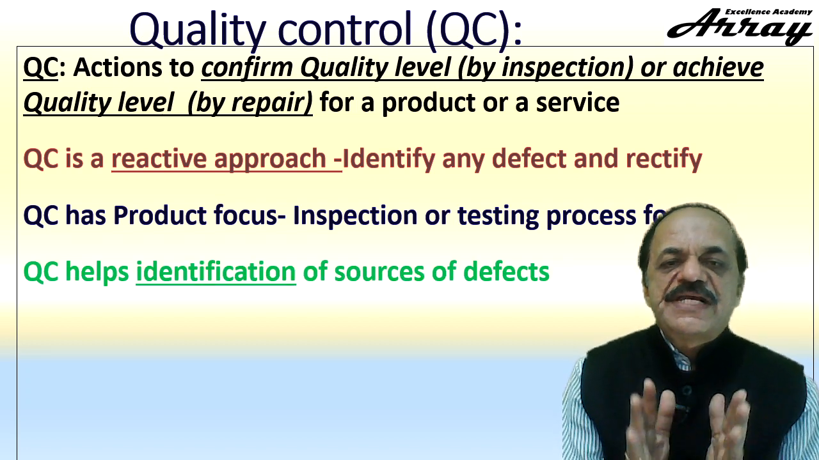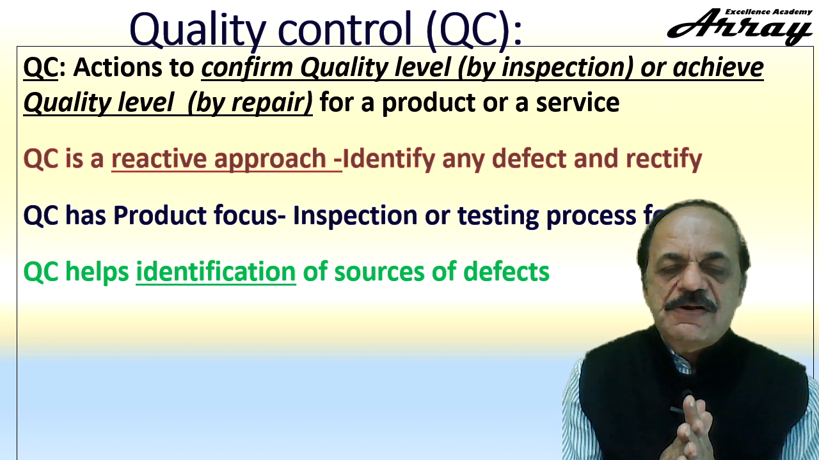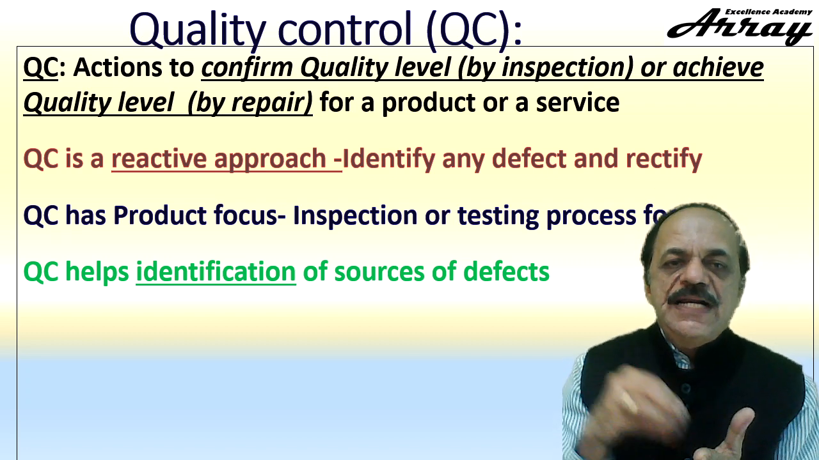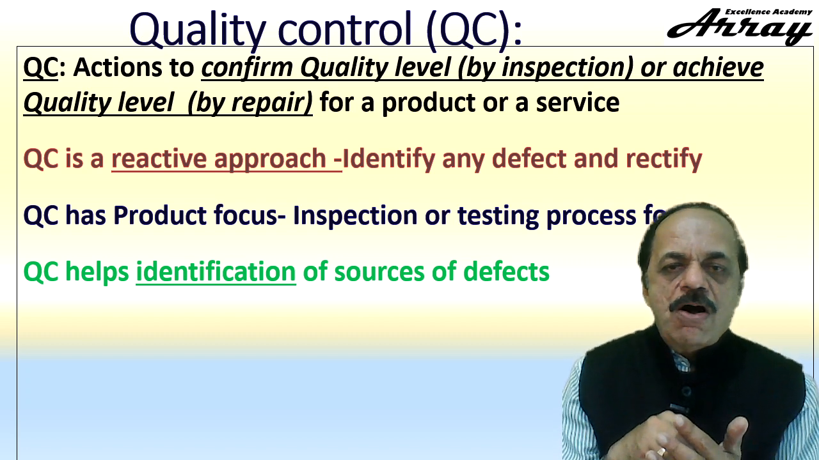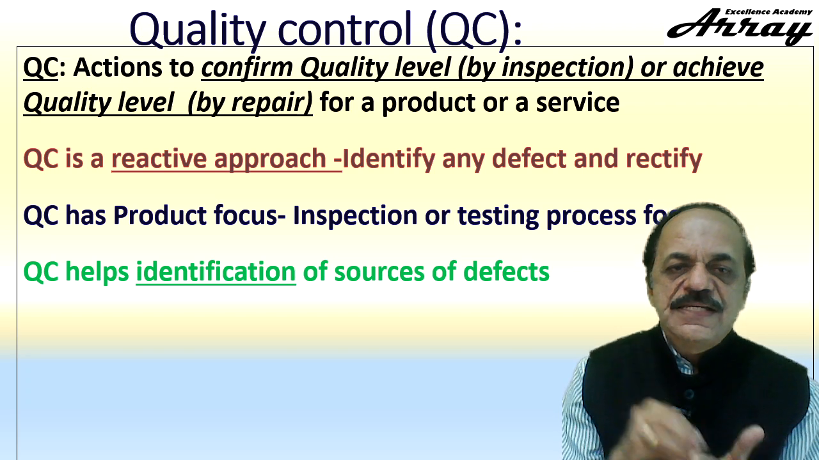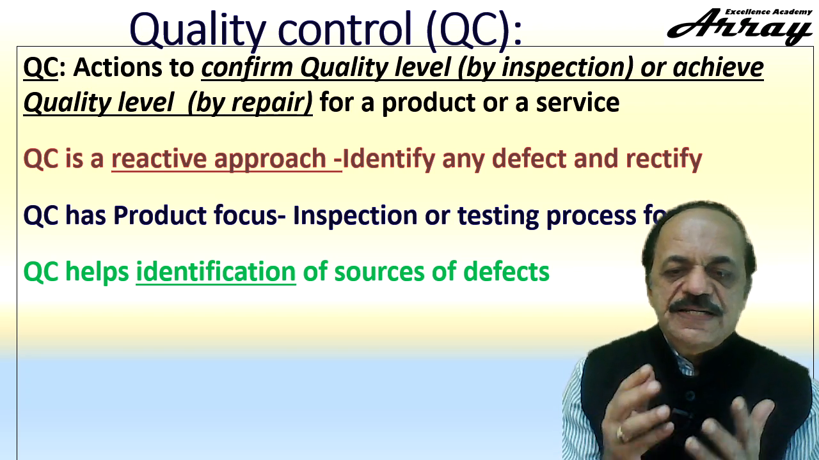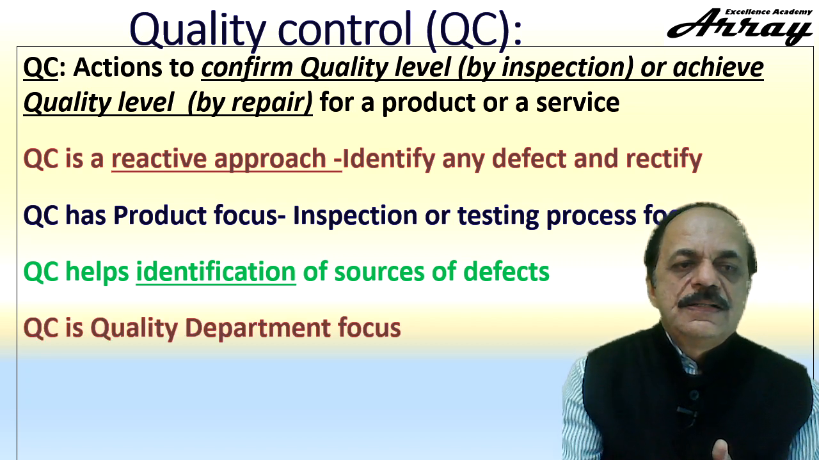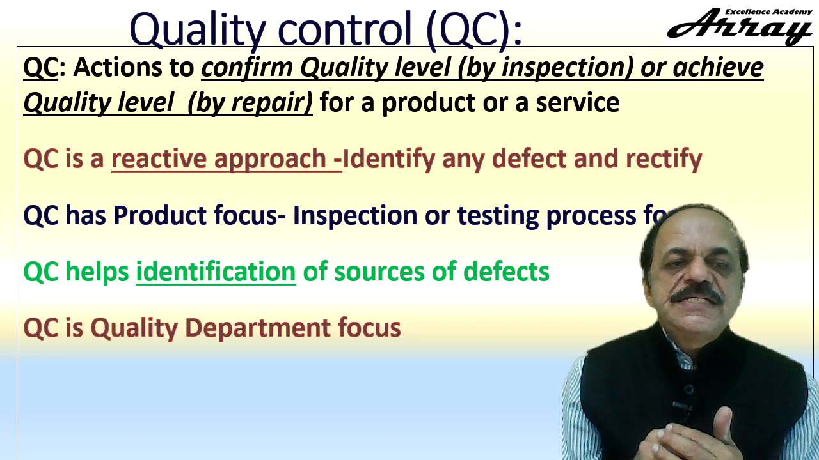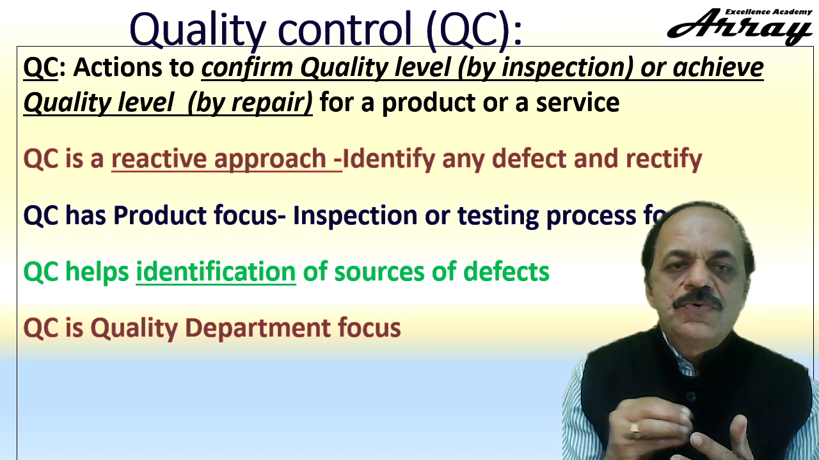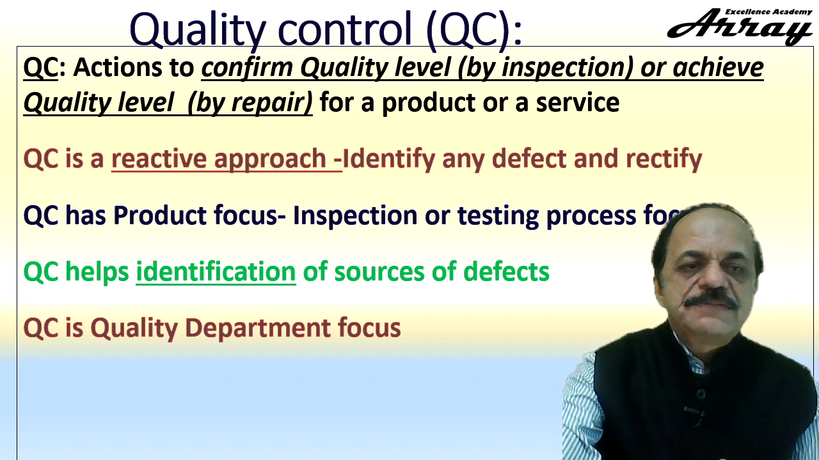QC helps in identification of sources of defects because as you do the inspection, you find a defect, you analyze what is the source or cause of that defect. So you will have the defects as well as the causes for the defects as you do your quality control. And QC is quality department focused because inspection or testing is owned by the QC department.